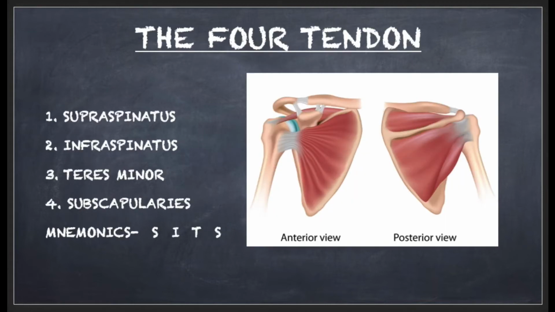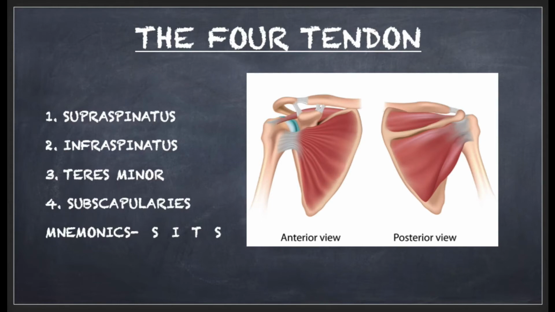So what are the four tendons? First is the supraspinatus, second is the infraspinatus, third is the teres minor, and fourth is the subscapularis tendon. So these are the four tendons. The easy way to remember this is by the mnemonic SITS. S for supraspinatus, I for infraspinatus, T for teres minor, and S for subscapularis.